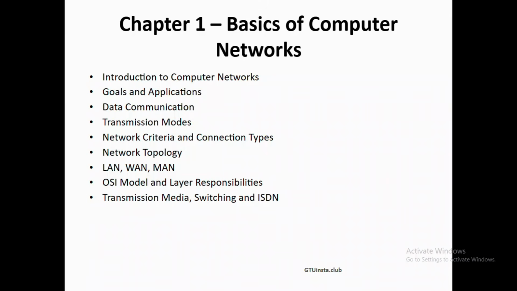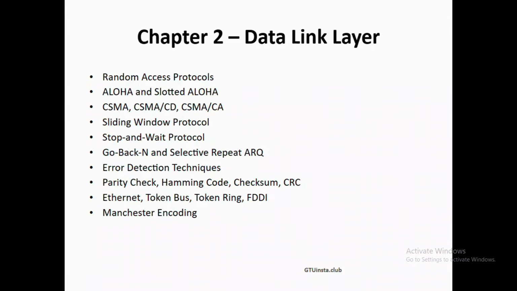Also, let's move to chapter 2. Chapter 2 is all about the data link layer, where you can learn about random access protocols, sliding window protocol, stop and wait protocol, error detection, and everything from A to Z, point-wise.